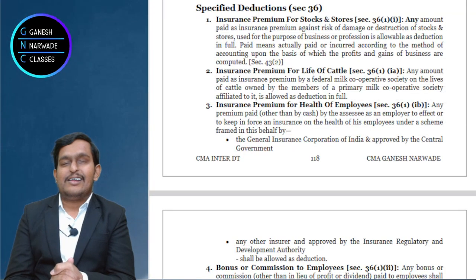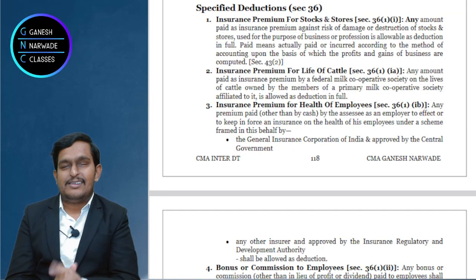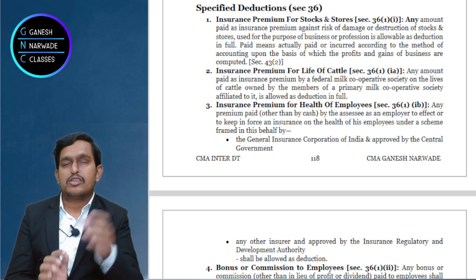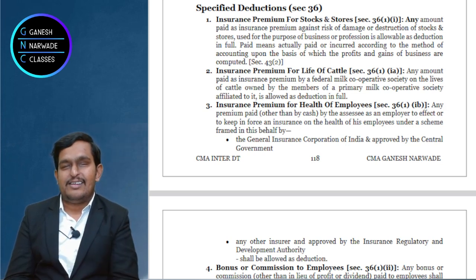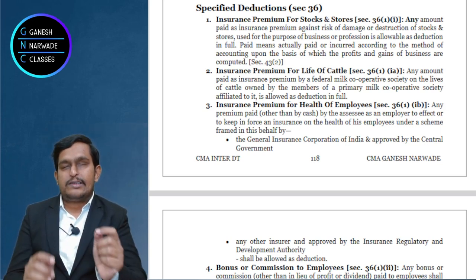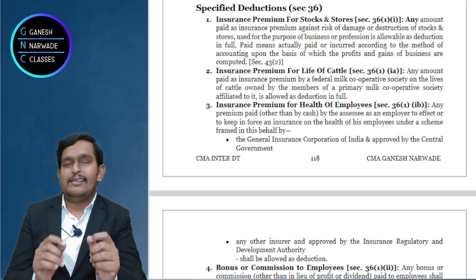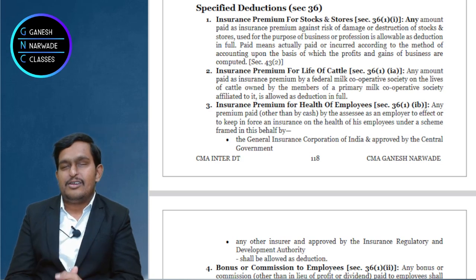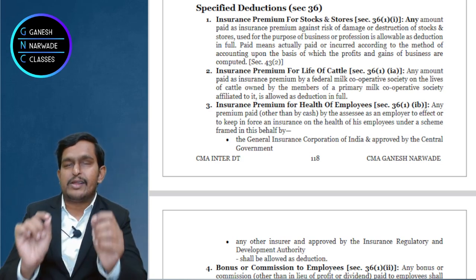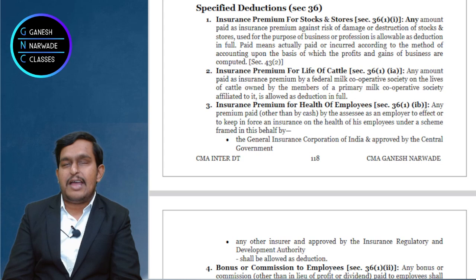Now let us discuss section 36, and 36 talks about specified deductions. That means whatever is mentioned under section 36, that is allowed as deduction while computing your business income. Now you all have done accounting from 11th class till now. You know accounting very well.